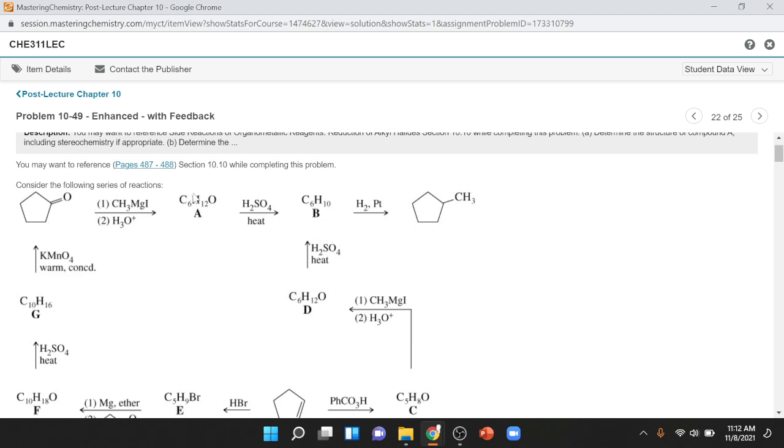So one of the tricks you can always play whenever you're trying to figure out the structure of something is degrees of unsaturation. It's always a very nice thing. And you can also look at the number of carbons, number of hydrogens, number of oxygens versus this. And that pretty much tells you what has to have happened. So first off, we look at the degrees of unsaturation.